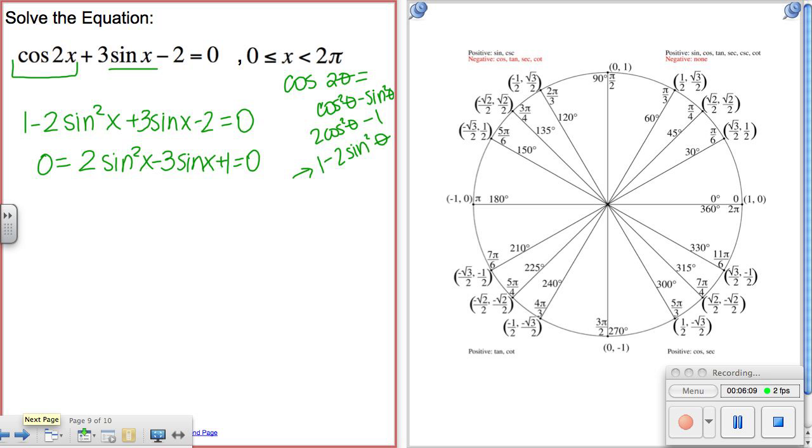Now we can go ahead and again use some u substitution. Let's let u equal sine x. And just like the previous equation, I want you to go ahead and finish this one out on your own.